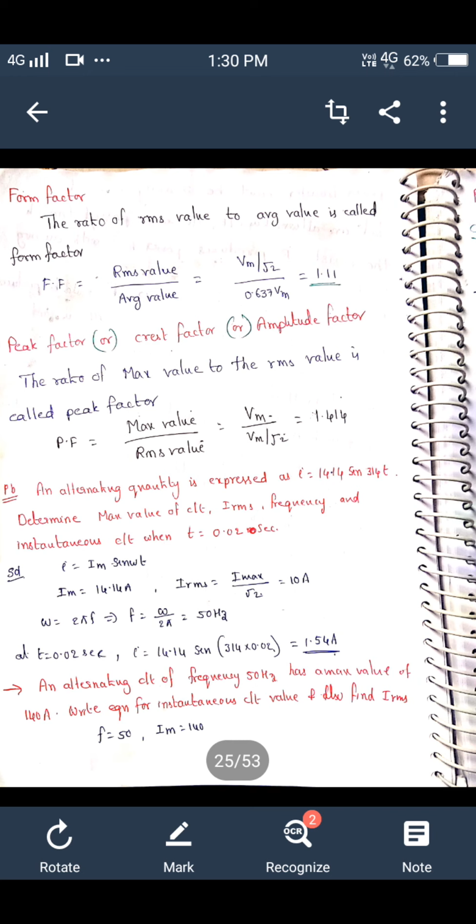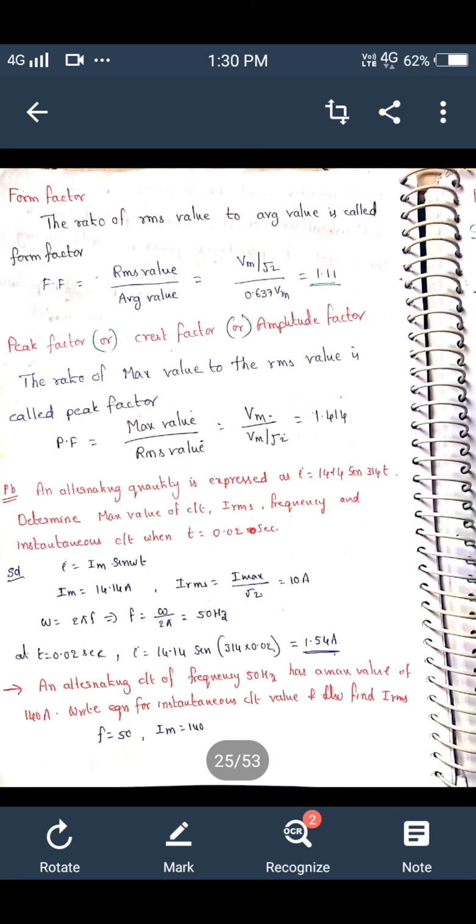Next, peak factor, also called crest factor, also called amplitude factor. It is defined as the ratio of maximum value to the RMS value. So maximum value is nothing but V maximum. RMS value for half cycle or full cycle is V maximum by root 2. With that you can get peak factor as 1.414.